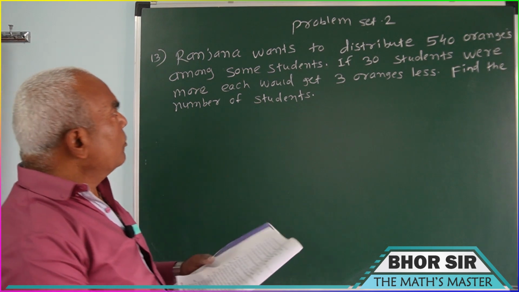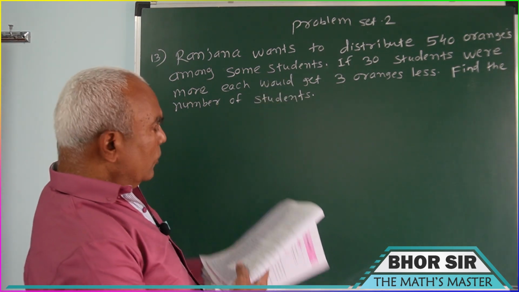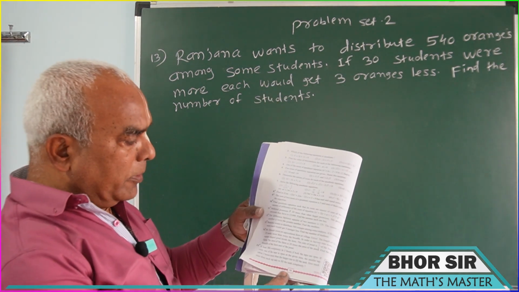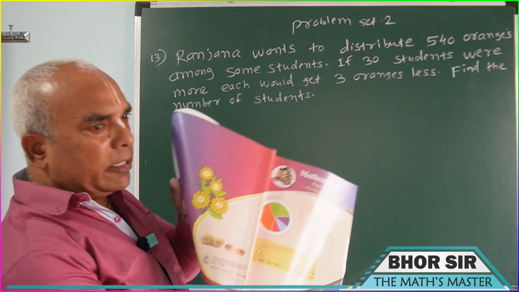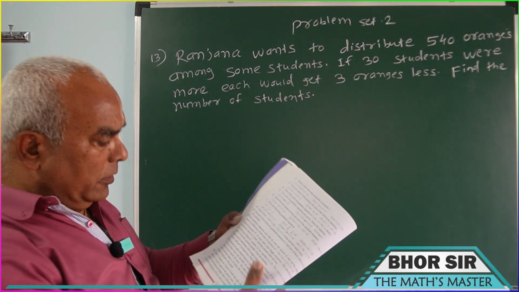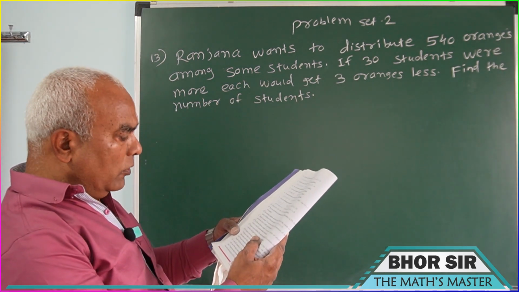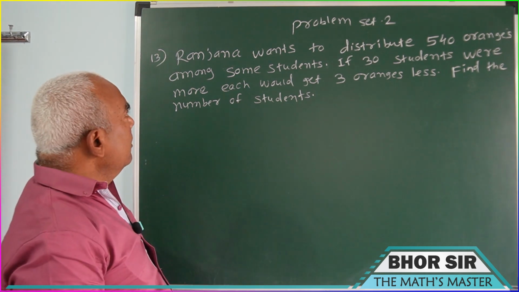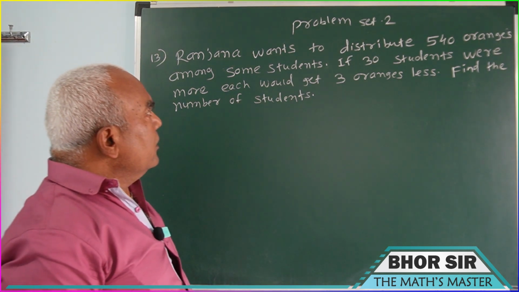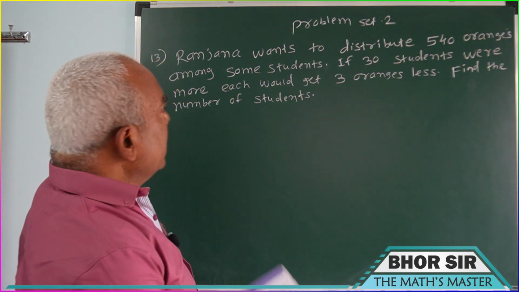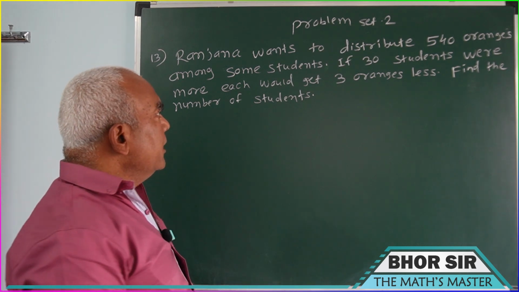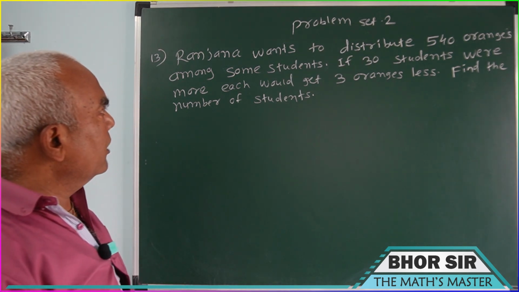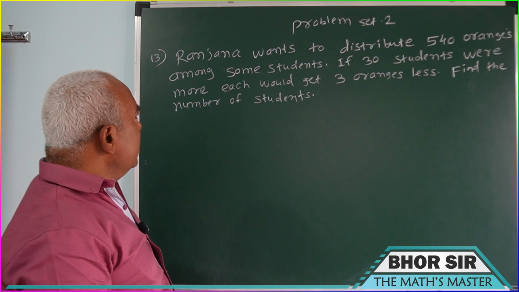See now here, Problem Set 2, question number 13, page number 54 of Mathematics Part 1. Ranjana wants to distribute 540 oranges among some students. If 30 students were more, each would get 3 oranges less. Find the number of students.